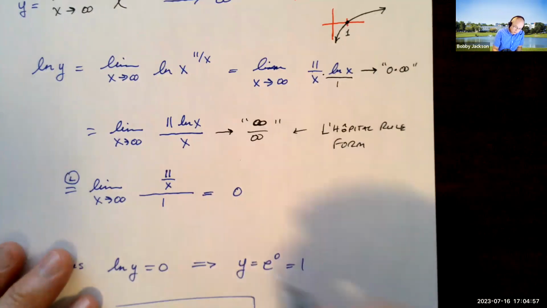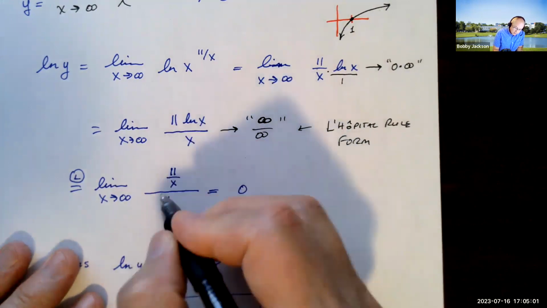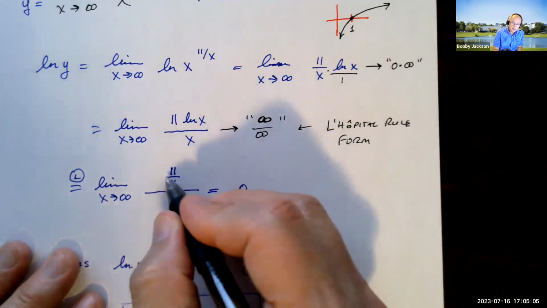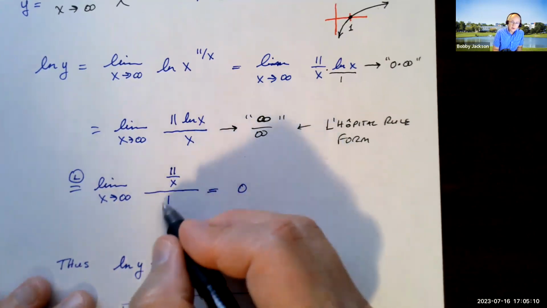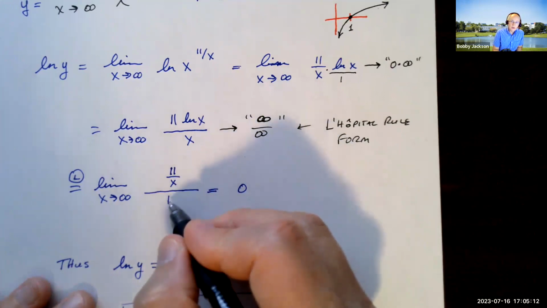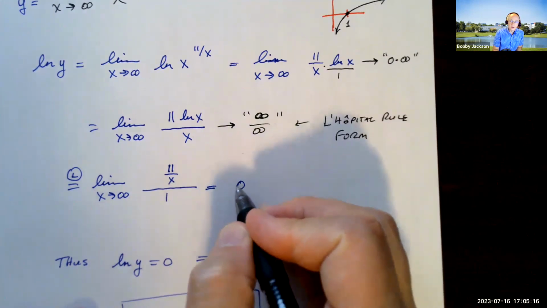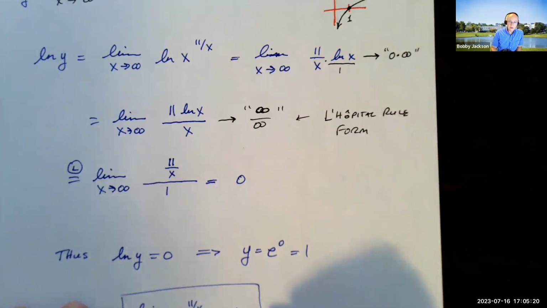Now, how does L'Hopital's rule work? We take the derivative of the numerator, right, which is 11 times what? The derivative of natural log of x is 1 over x. So 11 times 1 over x is 11 divided by x. Over the derivative of the denominator, derivative of x is just 1. So as x goes to infinity, this is going to go clearly to 0, right? 11 divided by something going to infinity is going to 0.